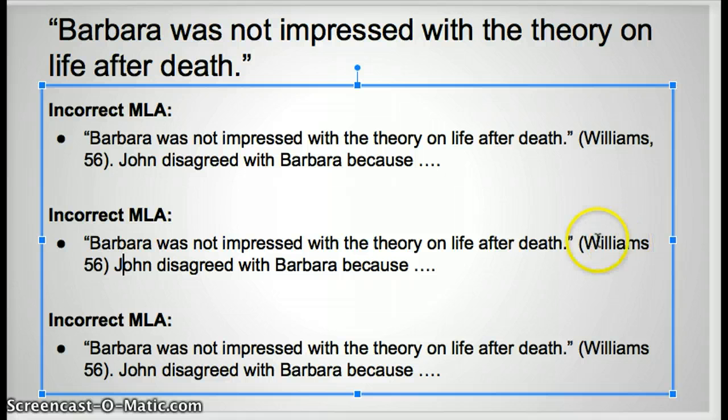The reason this is wrong is because it looks like this citation here, Williams 56, belongs to the next sentence, but not the sentence we actually need to cite, because the ending punctuation is at the end of the word death and not at the end of the citation itself. Okay, does that make sense? And then this is also incorrect down here. Barbara was not impressed with the theory of life after death. We have again a period here, the citation, and another period here. These are all incorrect MLA forms because of where the ending punctuation is in relation to the next sentence coming up.